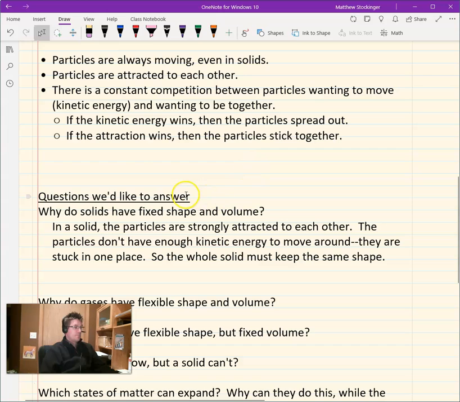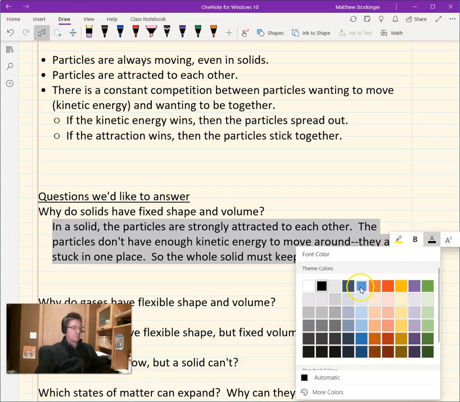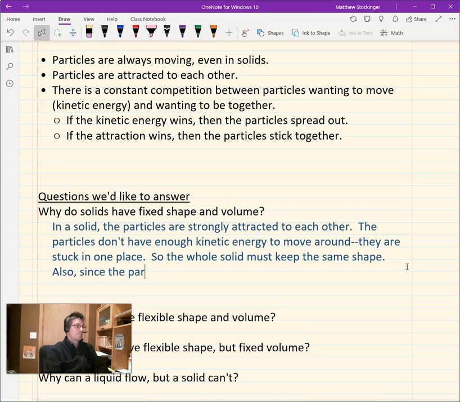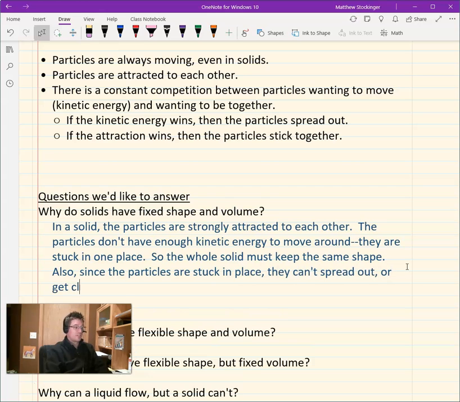So there we go. That's why solids have a fixed shape and a fixed volume. You know what? I was talking mostly about shape here, but the volume, why can't the solid get bigger or smaller? Well, that's very similar, right? The particles are stuck in place. Also, since the particles are stuck in place, they can't spread out or get closer. Right, they're stuck in one place.